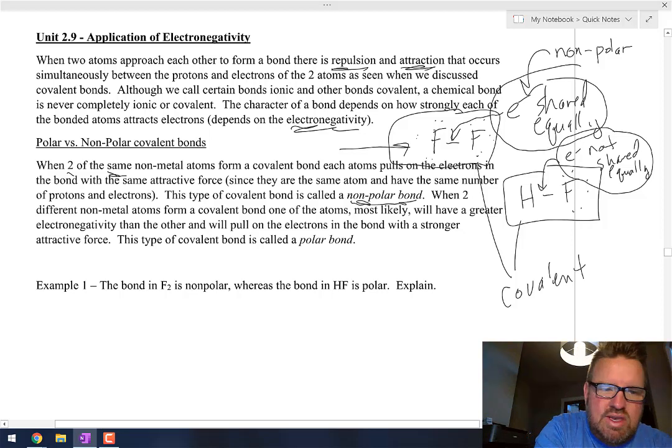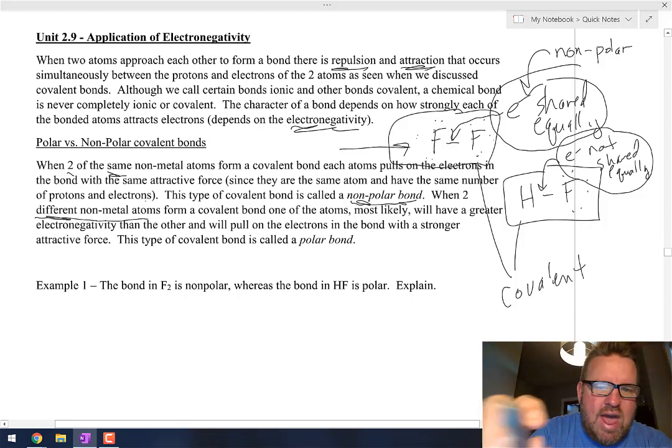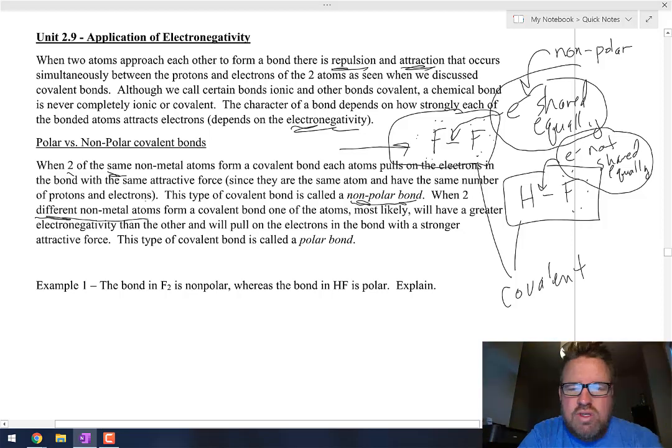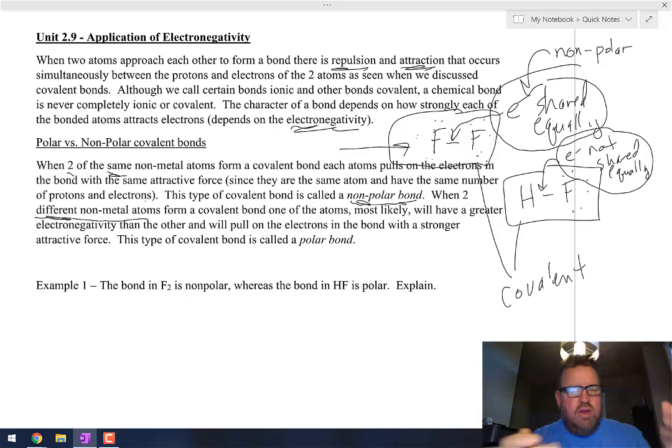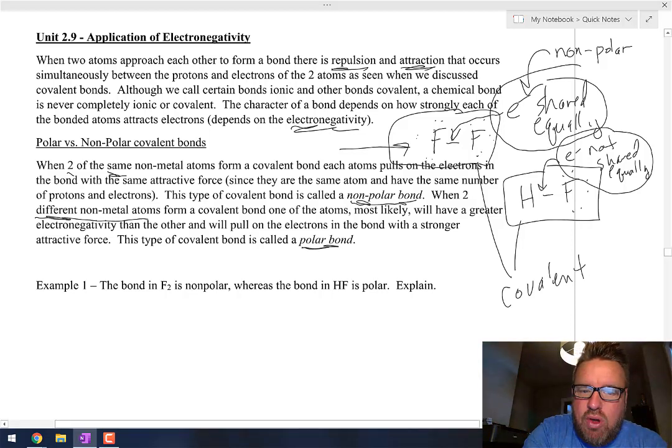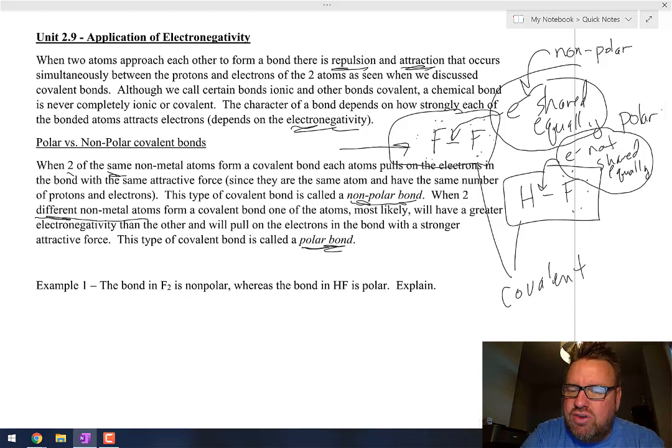When two different nonmetal atoms form a covalent bond, most likely one of them will have a greater electronegativity than the other, okay? And when that happens, the electrons are not shared equally. One atom is pulling stronger on those electrons, okay? And that creates what's called a polar bond. So in this case, that is a polar bond because fluorine is more electronegative than hydrogen is, okay?